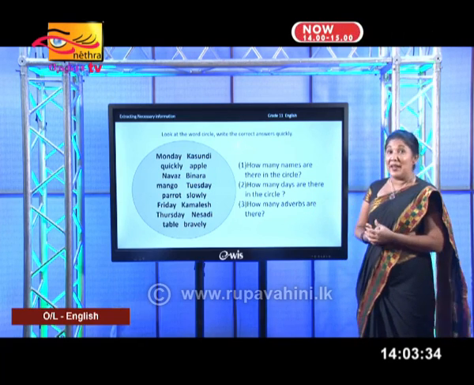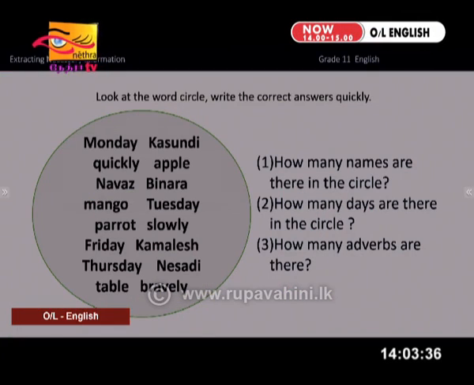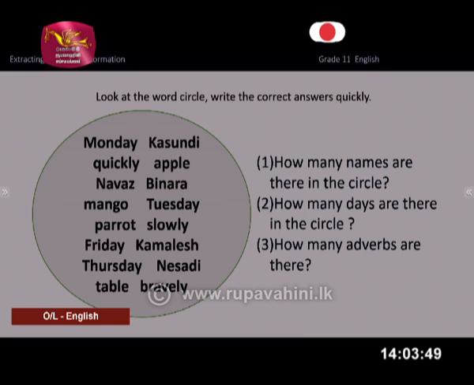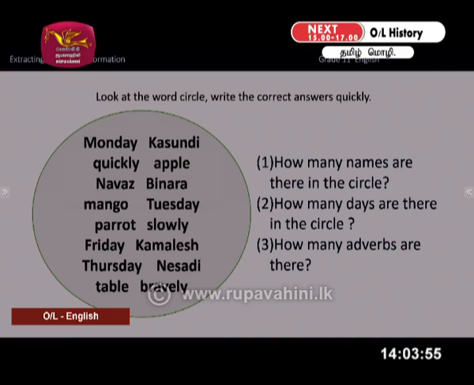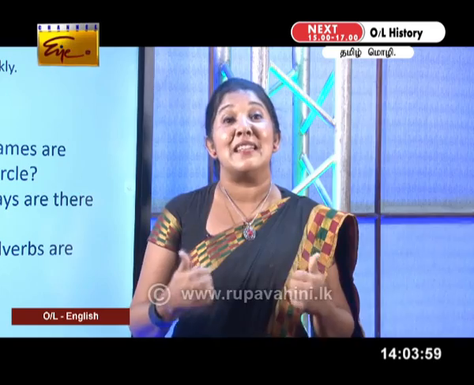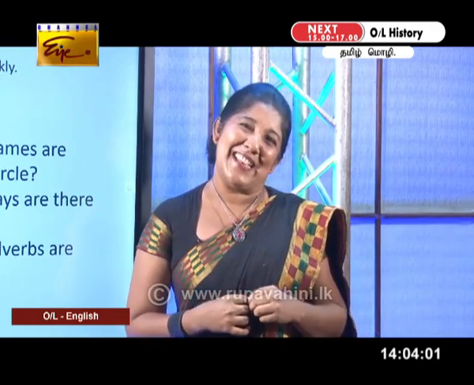And then the third one, how many adverbs are there? So when it came to adverbs, what did you try? Yes, it ends with the ly. It describes the verbs and you have quickly, slowly, and then you have bravely. So if you have got the answer 3, back again a thumbs up to you and a smiley face.